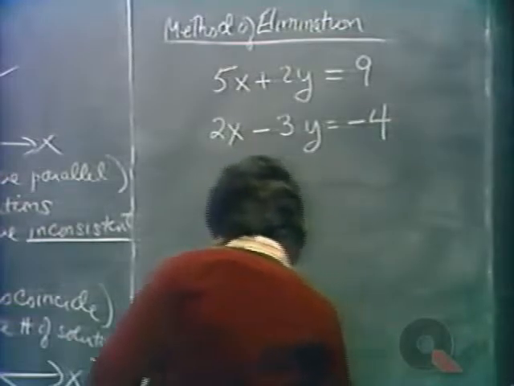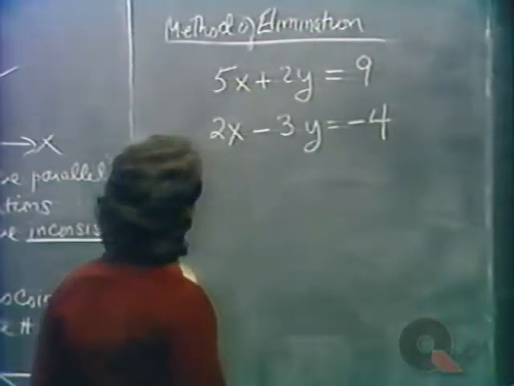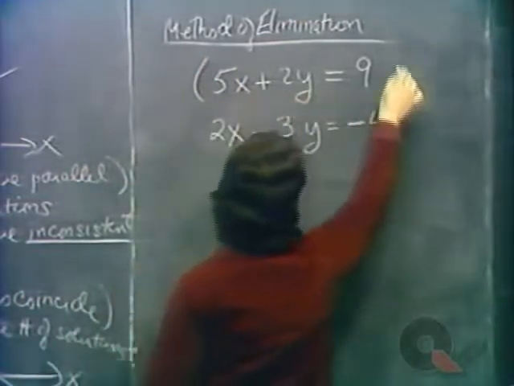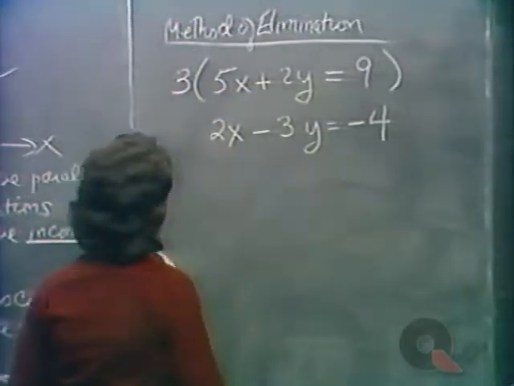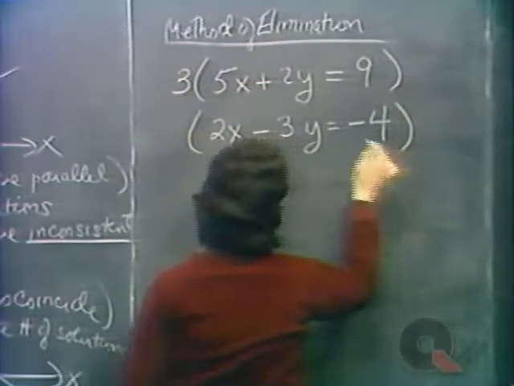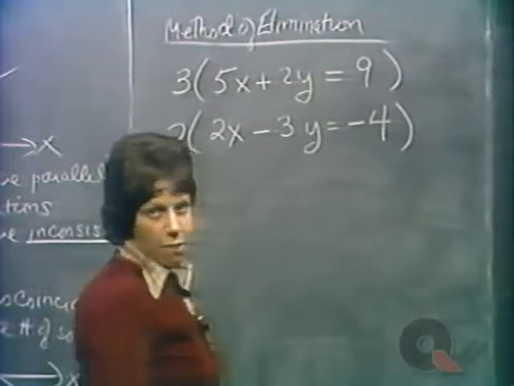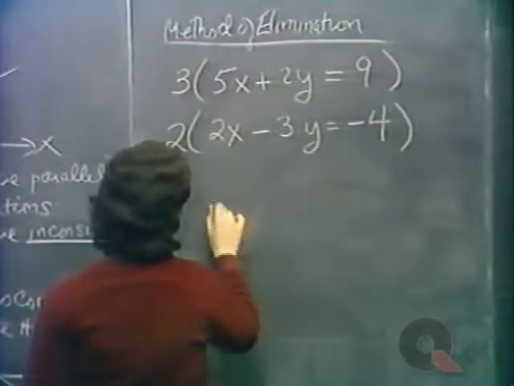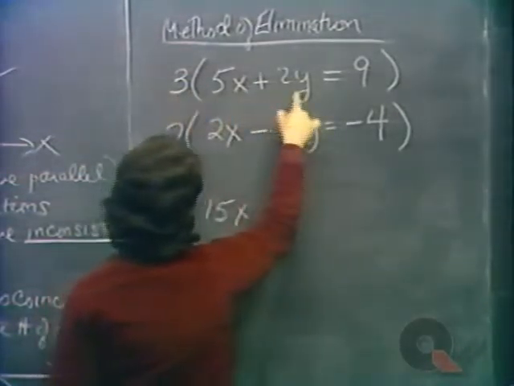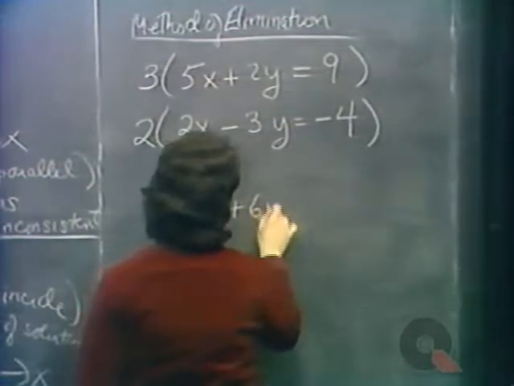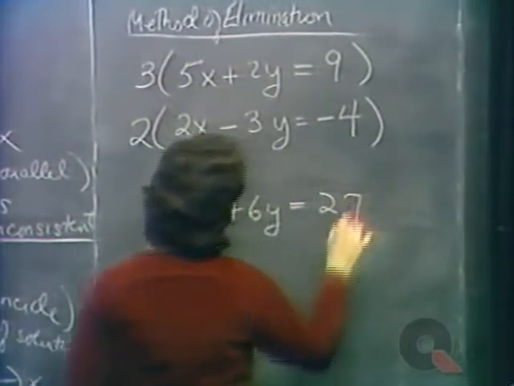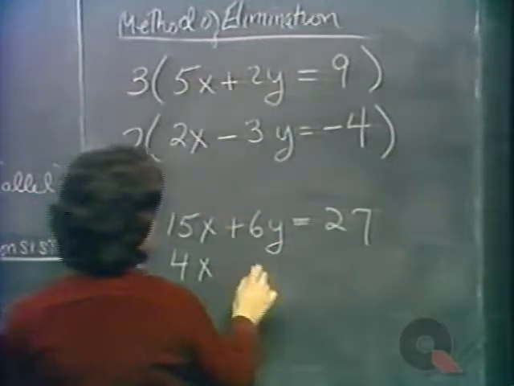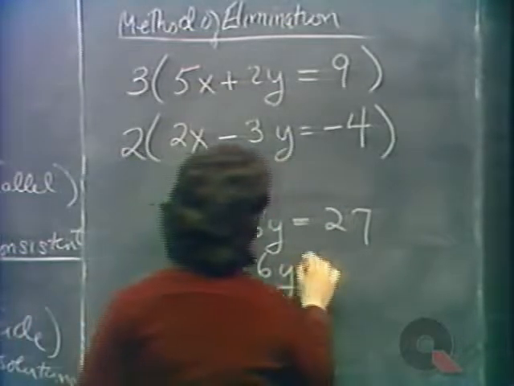Okay, now, let's see what we can do here. If we were to multiply, for example, both sides of the top equation by 3, and both sides of the bottom equation by 2, let's see what would happen. And then I'll explain why I just picked these numbers. The top equation would become 3 times 5x, which is 15x, plus 3 times 2y, which is plus 6y, equals 27. The bottom equation would be 4x minus 6y equals minus 8.